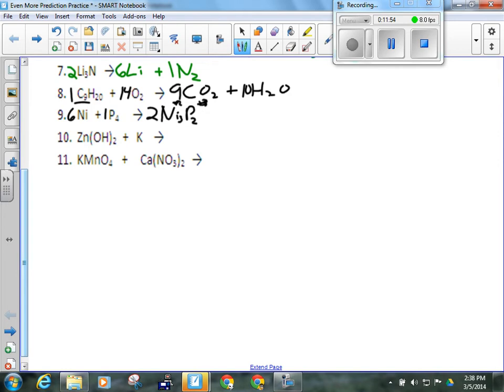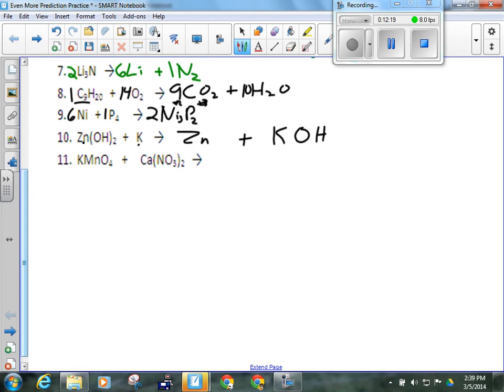All right, number 10, zinc hydroxide reacting with potassium. What kind of reaction is that? An ionic compound reacts with an element is single replacement. Okay, this is a metal, so it's going to replace the metal in this compound. That means zinc ends up by itself and potassium ends up with hydroxide.